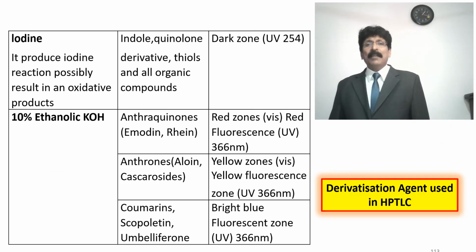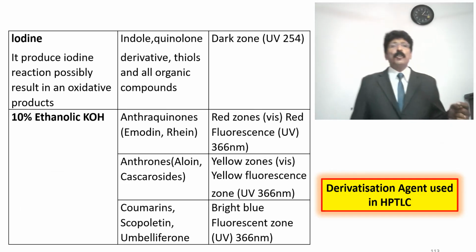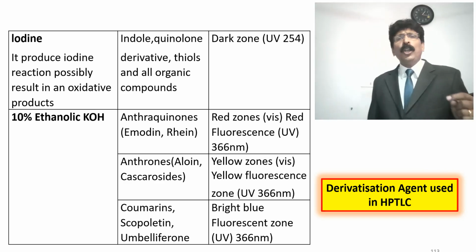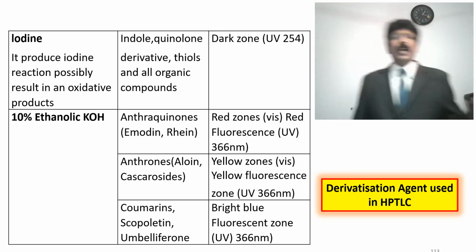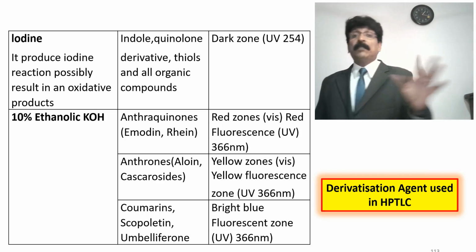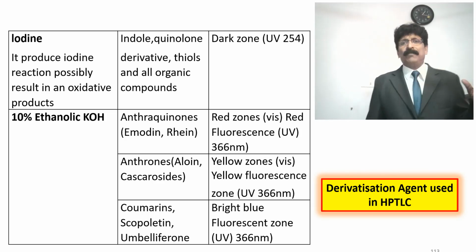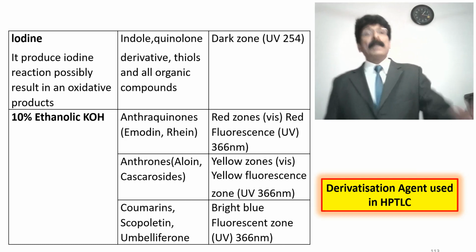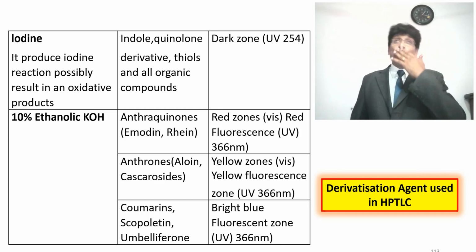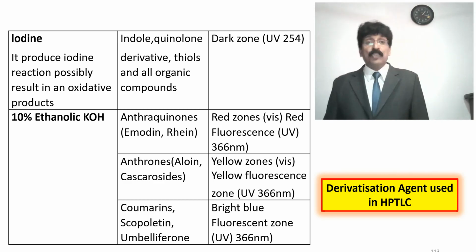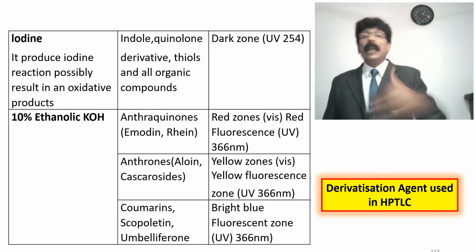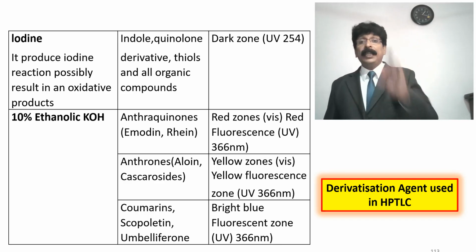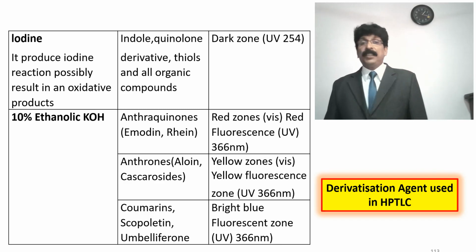There are also agents like iodine, where an iodine reaction is possible for oxidative products like indole, quinoline derivatives, thiols and other organic compounds. They will give dark brown or dark zones in UV 254 nanometer. And 10% ethanolic potassium hydroxide solution can be used for anthraquinone derivatives, emodin, rheum emodin. Red zones can be seen in the fluorescence of 360 nanometer UV light.